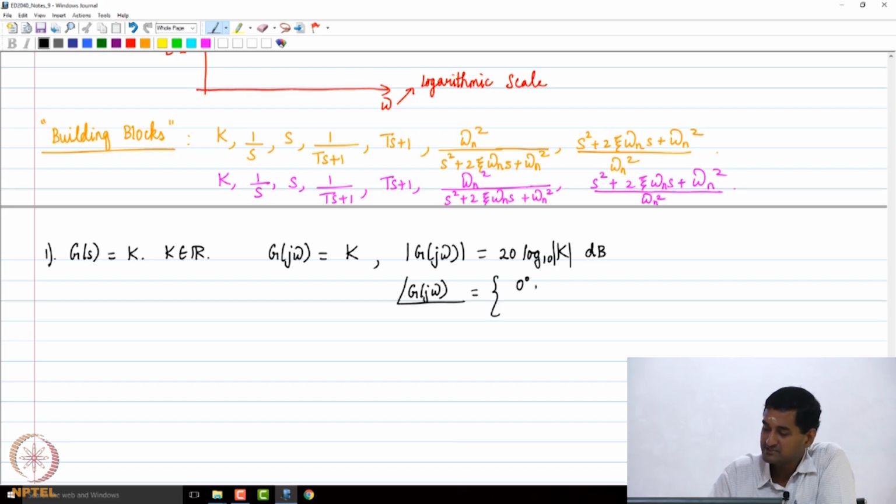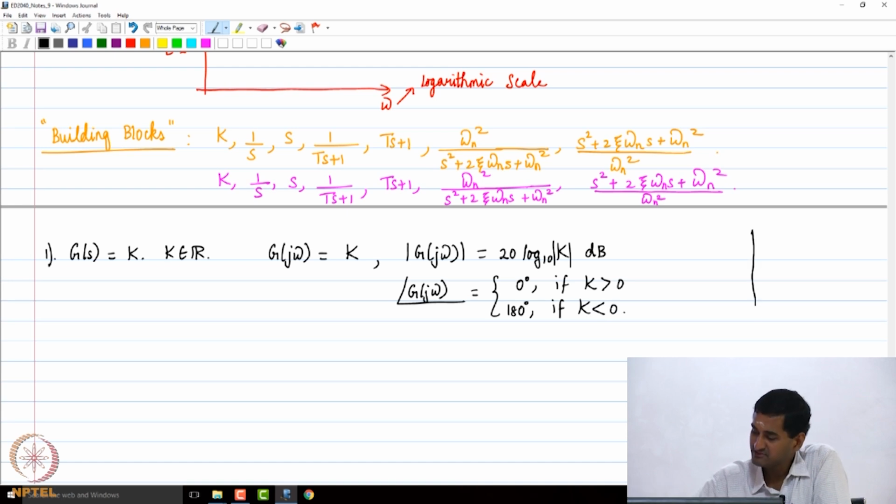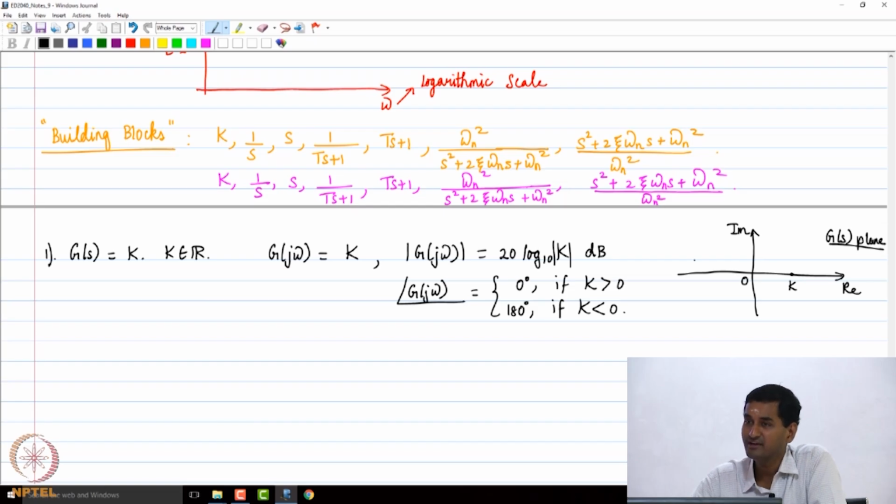It is going to be 0 degrees if k is greater than 0. It is going to be 180 degrees if k is less than 0. Why? Because if I plot the complex plane, what I call the g of s plane, because I am plotting this factor. Let us say if I have k to be positive, you can immediately see that the phase is 0. On the other hand, if I consider a k which is negative, you can immediately see that the phase is going to be 180 degrees. So it really depends on the sign of k.